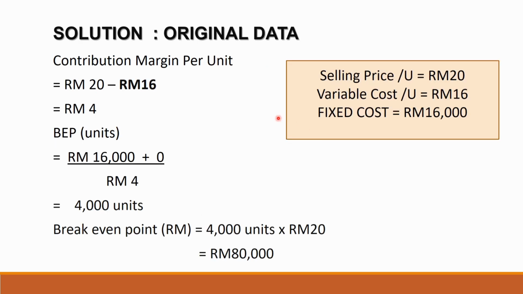So now we calculate the contribution margin per unit: selling price RM20 minus RM16 for variable cost per unit. So the contribution margin per unit is RM4. Now we have to calculate the break-even point. The formula is fixed cost divided by unit contribution margin, 16,000 divided by RM4. So the break-even point is 4,000 units, and the break-even point in RM is 4,000 units multiplied by RM20 selling price per unit. So this is the answer for break-even point in RM, 80,000. So this is the original data that we have to compare with the changes incurred.